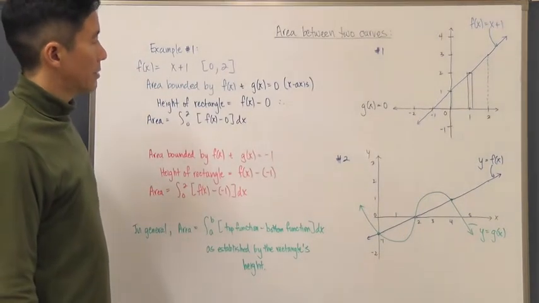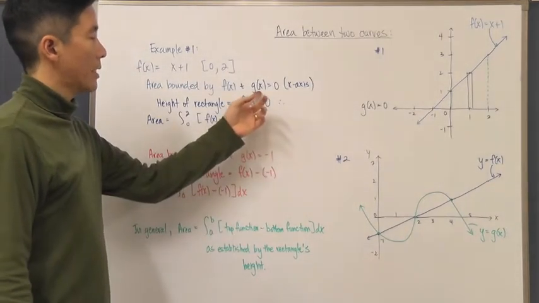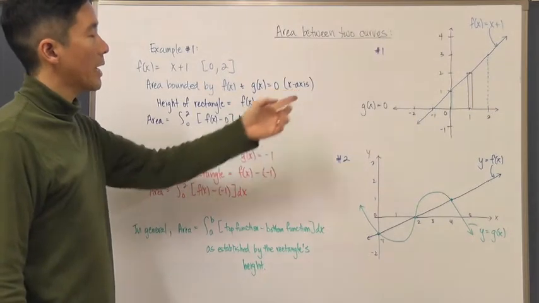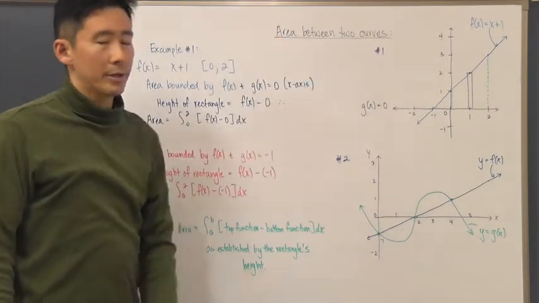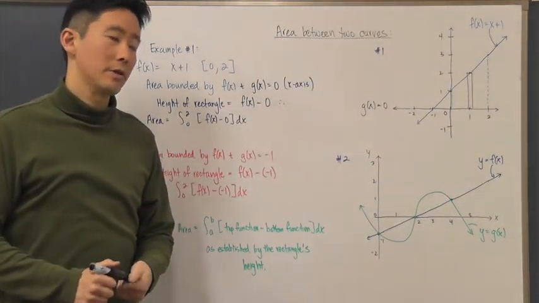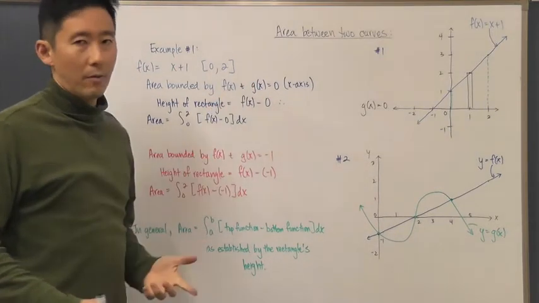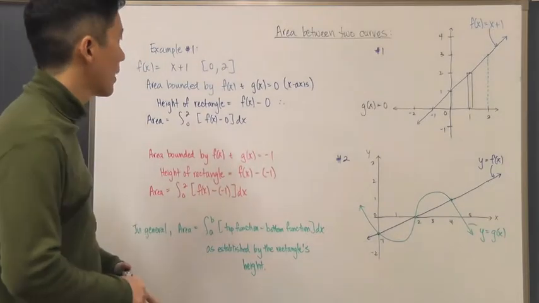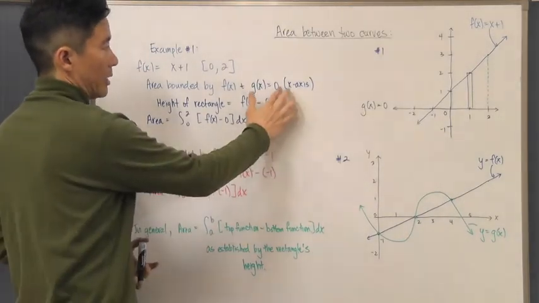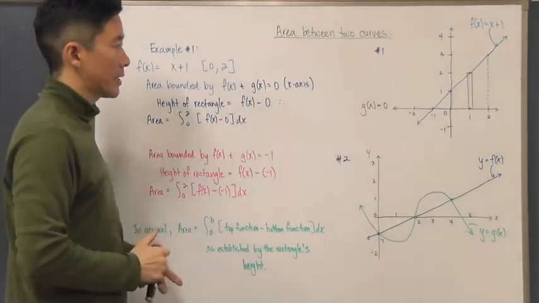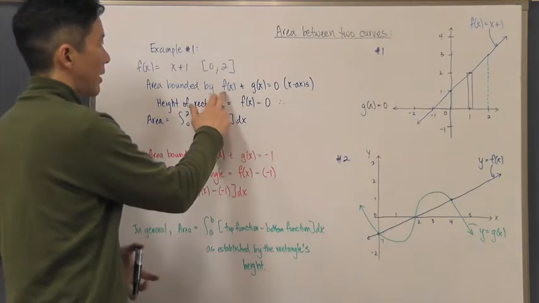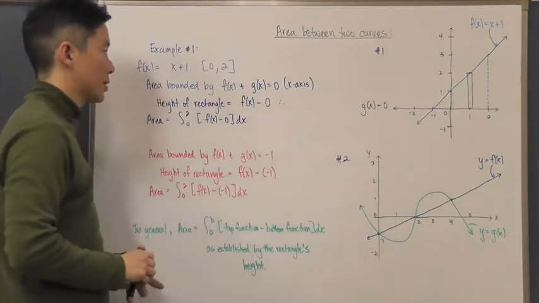Now the reason why I wanted to bring about this whole fact about g of x being equal to 0 as the x-axis is because now we're going to try to determine what the area is between two curves. And what we want to do is identify what those two functions are. So the x-axis will be looked at as g of x equals 0, and f of x is going to be this function here.